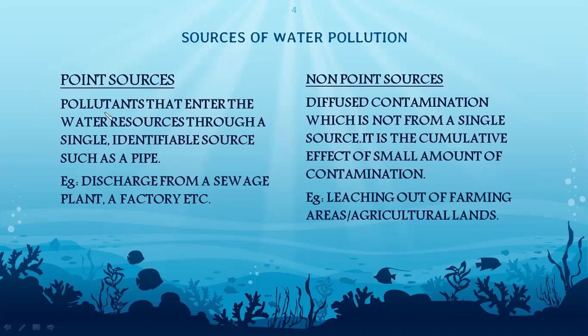Point sources are the pollutants that enter the water resources through a single identifiable source such as a pipe. Example, discharge from a sewage plant, factory, etc. At the same time, non-point sources are those diffuse contamination which is not from a single source. It is a cumulative effect of small amounts of contamination. Example, leaching out of farming areas or the wastewater which is coming from agricultural lands, etc.